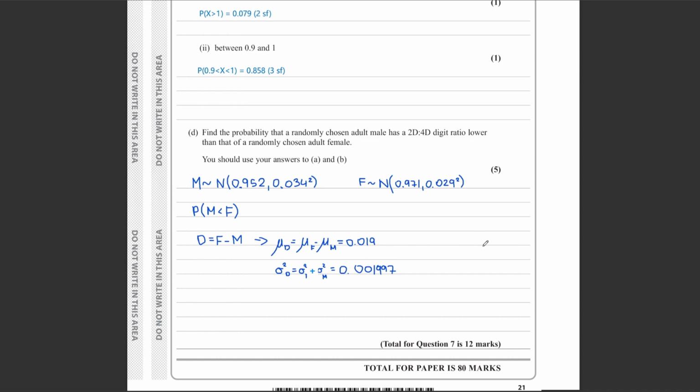Which is 0.001997. So the standard deviation is 0.0447. And our new variable will have also the normal distribution. And the probability of our D being more than 0 is 0.665 to three significant figures.